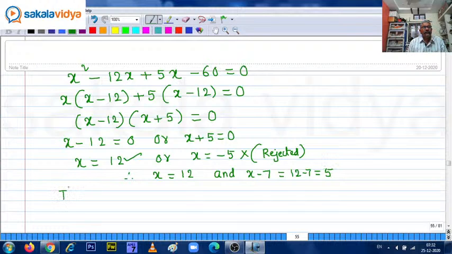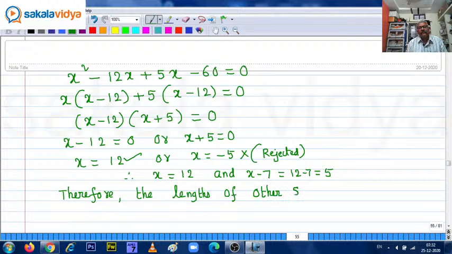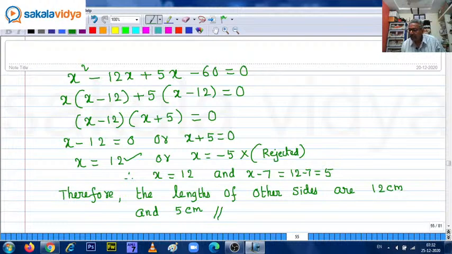Therefore, the lengths of the other sides are 12 centimeters and 5 centimeters. That's our answer: 12 centimeters and 5 centimeters.